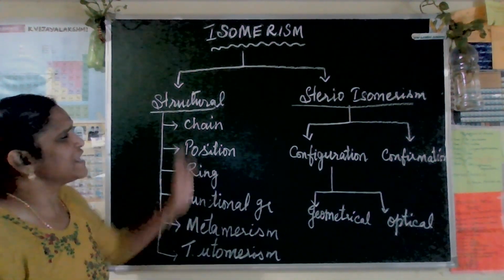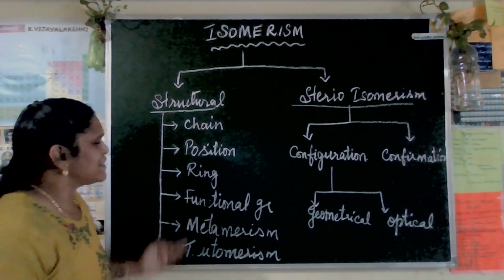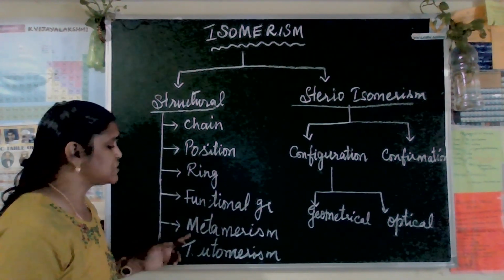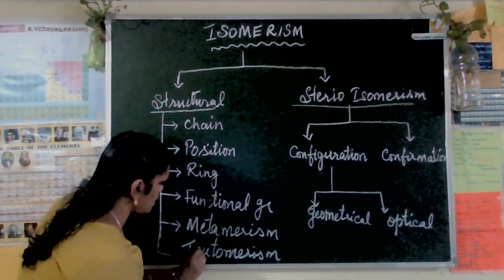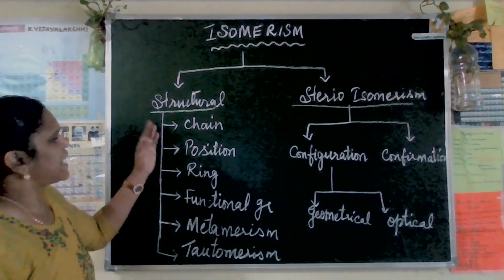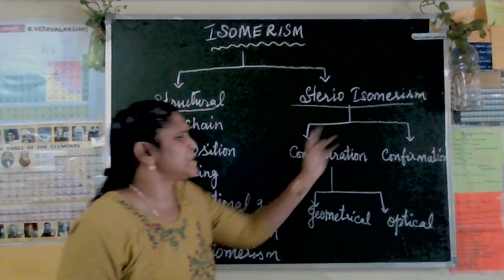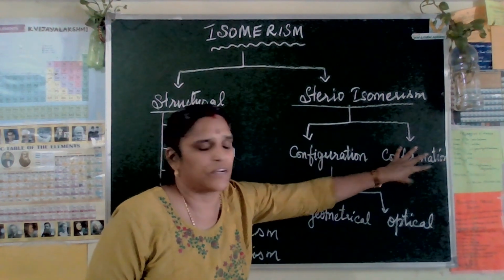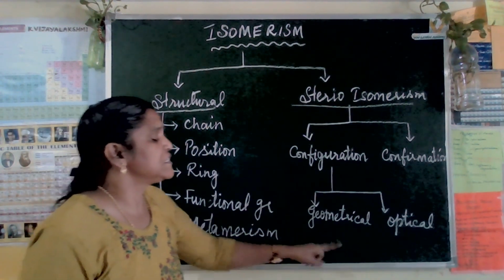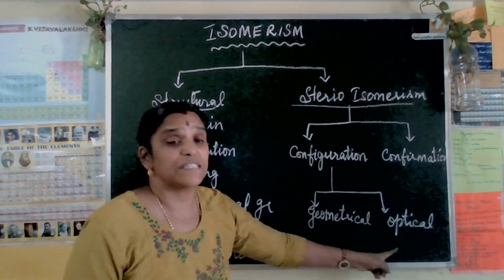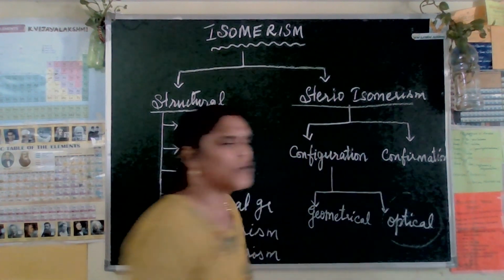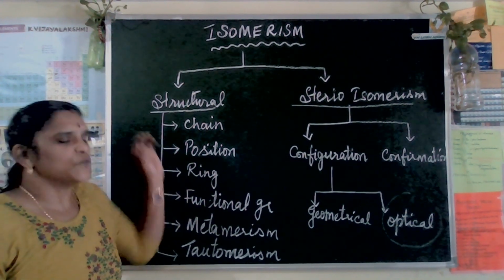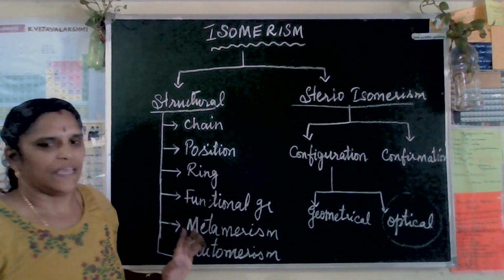Here, structural isomerism and stereoisomerism, as I just mentioned. What are the types of structural isomers? Chain isomerism, position isomerism, ring isomerism, functional isomerism, metamerism, and tautomerism. These are the types of structural isomerism. Whereas stereoisomerism has two categories: configurational and conformational. Conformational is not required for us at present. Configurational isomers are divided into two groups: geometrical isomers and optical isomers. Optical isomers alone have so many questions related to them. Let us analyze the complete idea about this topic.